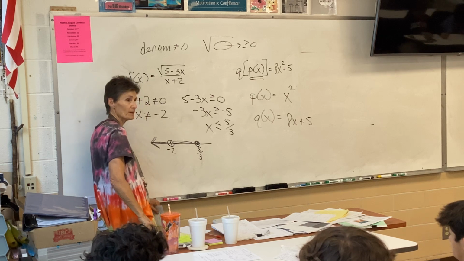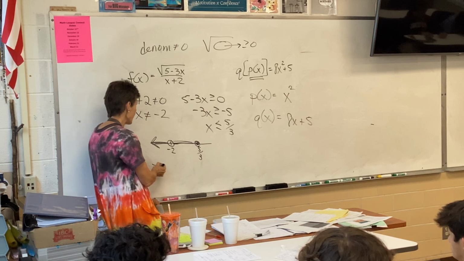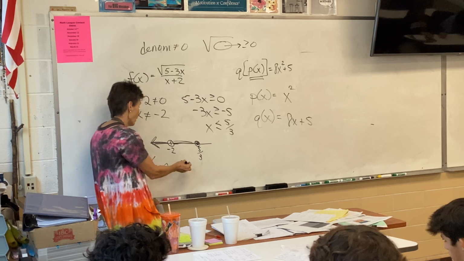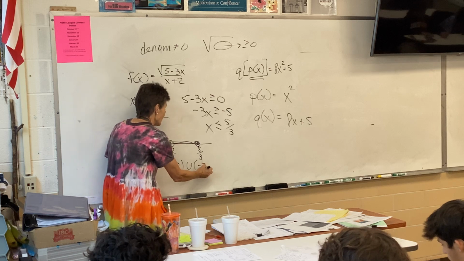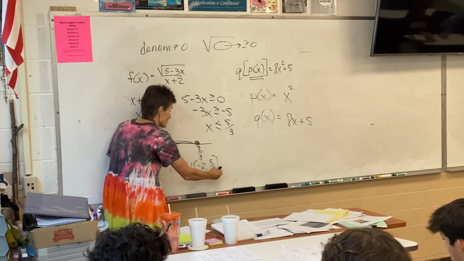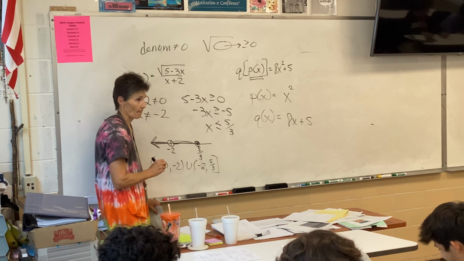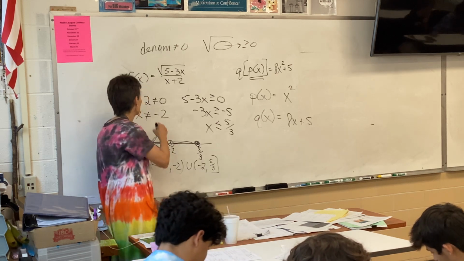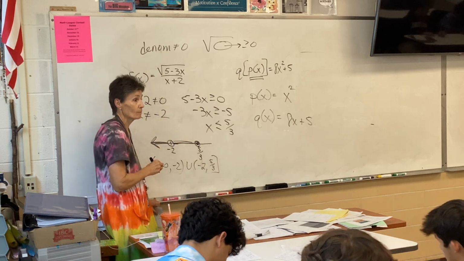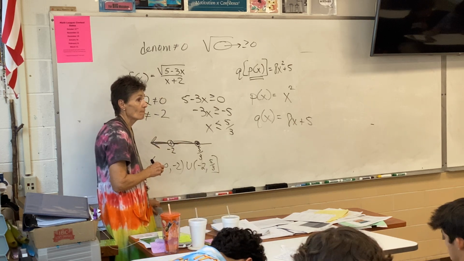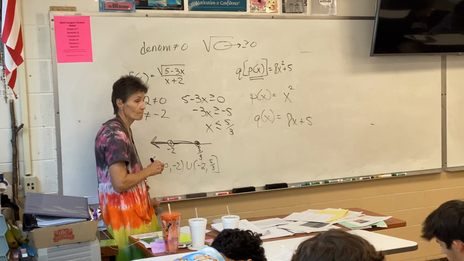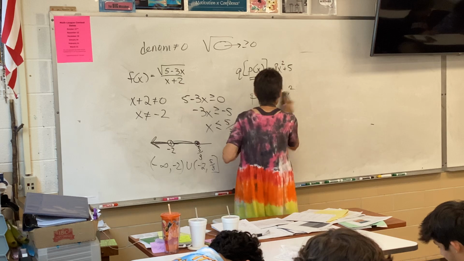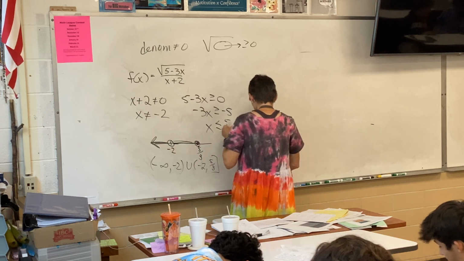Would you agree with that picture? So negative infinity to negative 2, or negative 2 to 5/3. Would you also think of it as like the vertical asymptote? That would be a vertical asymptote at negative 2, and that just means that we can't do that. Yep, it can't equal that.